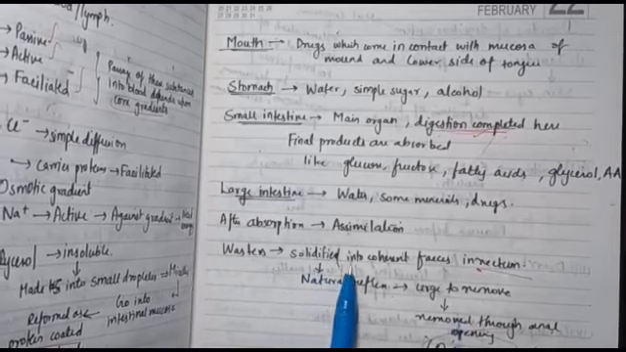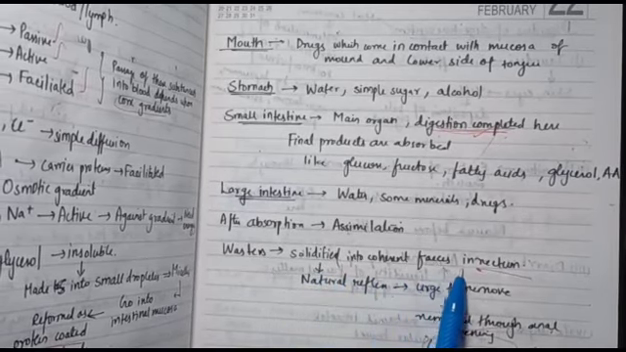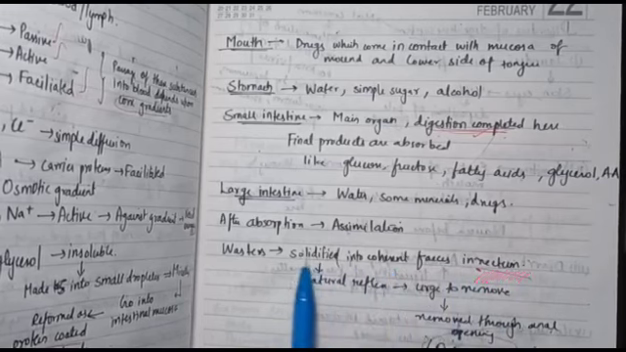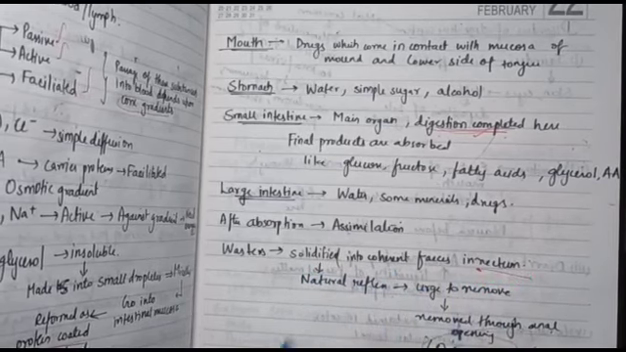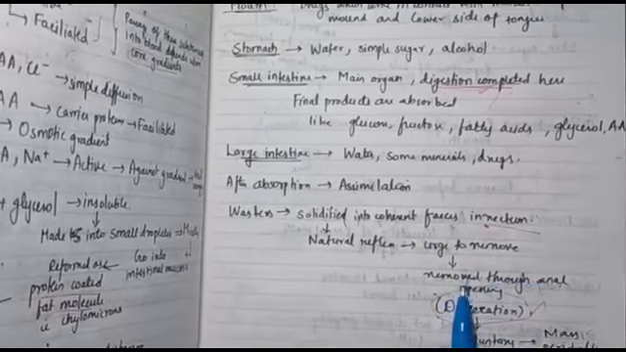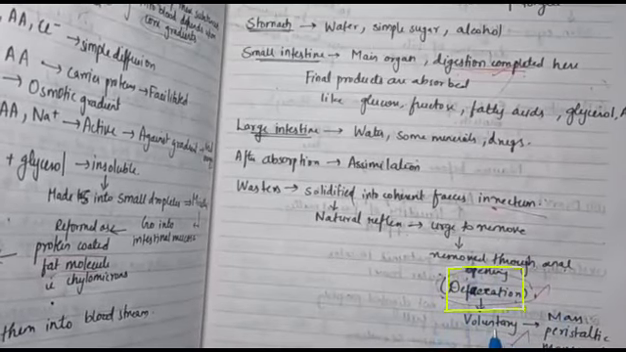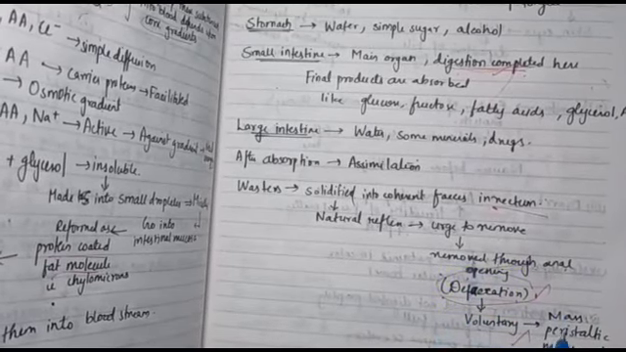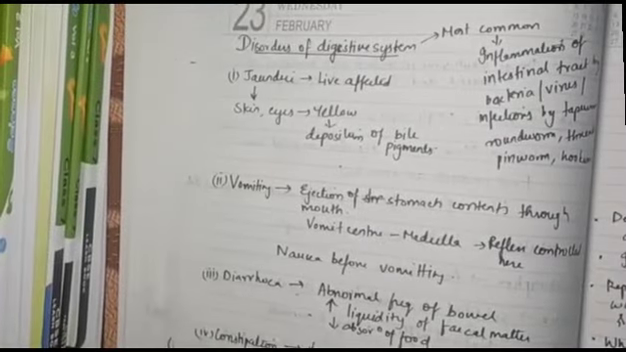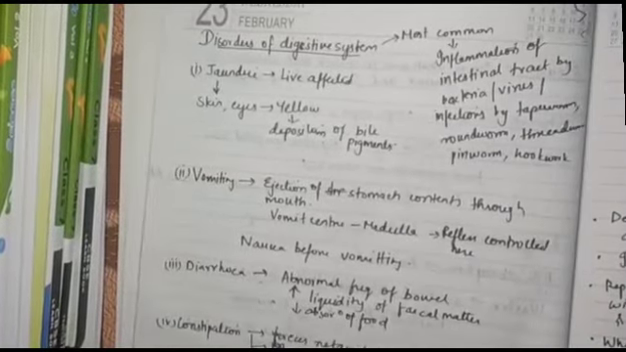The waste is solidified into coherent feces in the rectum. In the rectum it is solidified, and through a natural reflex, the urge to remove and removal through the anal opening is called defecation. It's a voluntary movement and mass peristaltic movement is required for it. So for the final topic of this chapter we have the disorders of the digestive system.